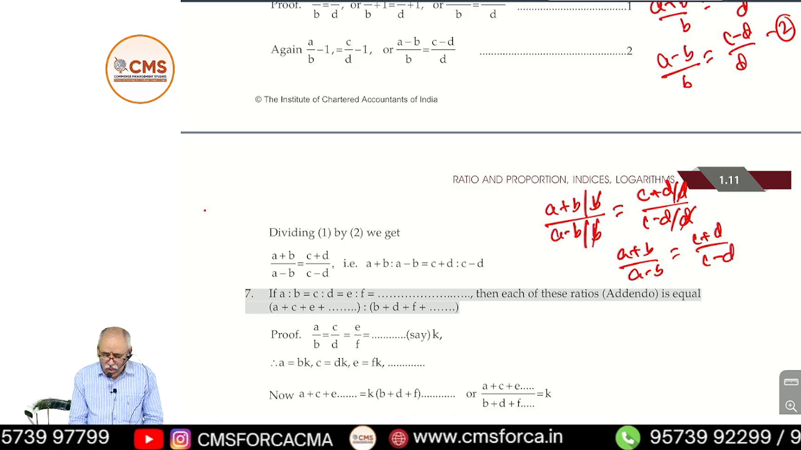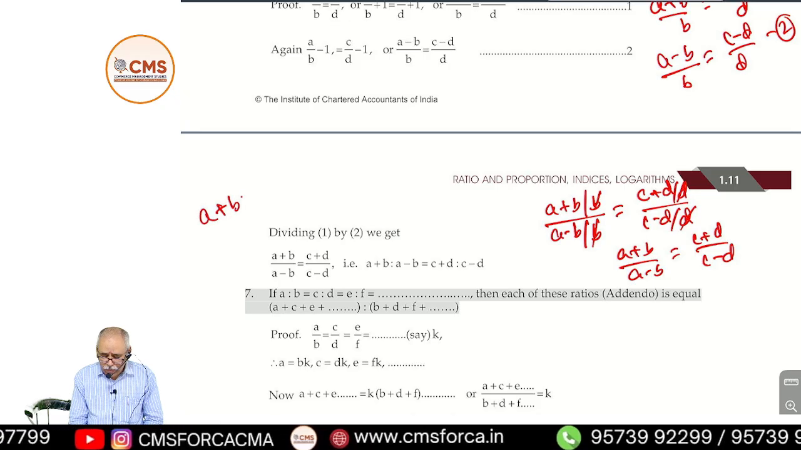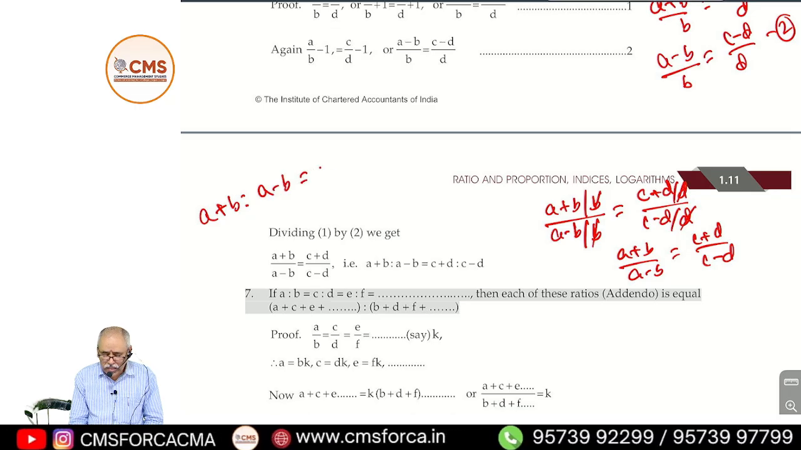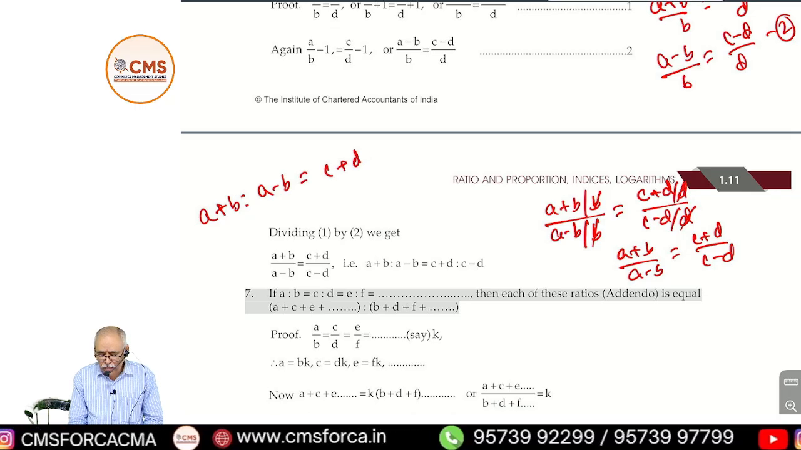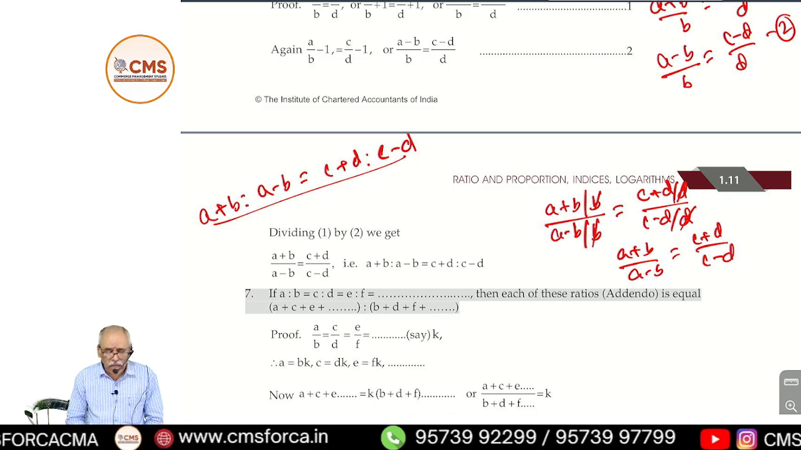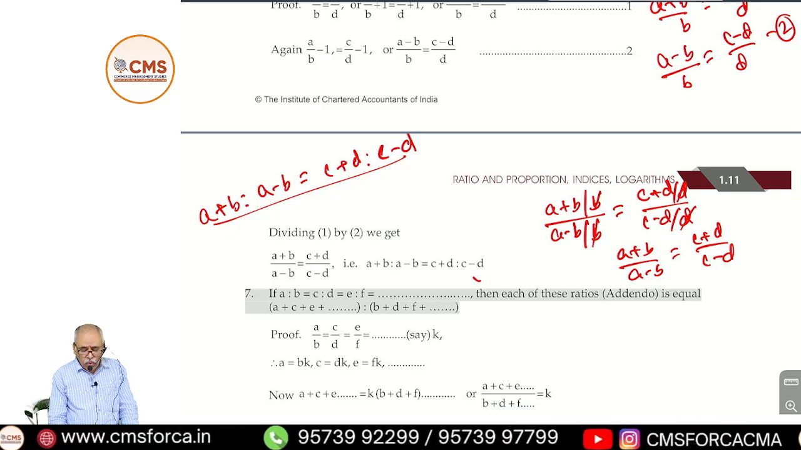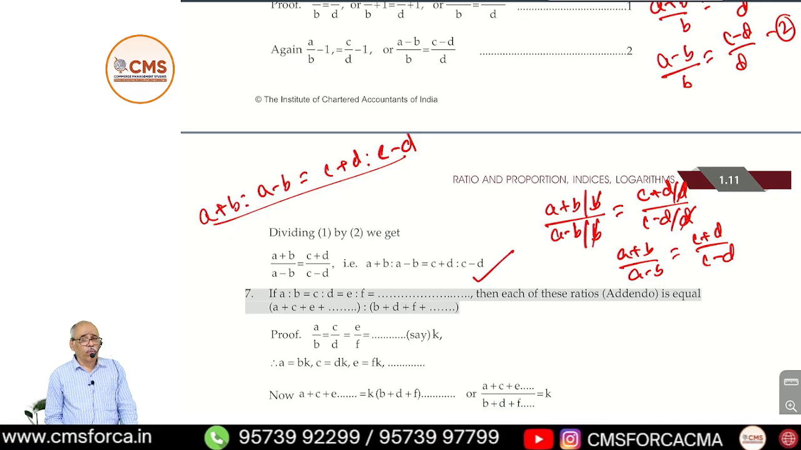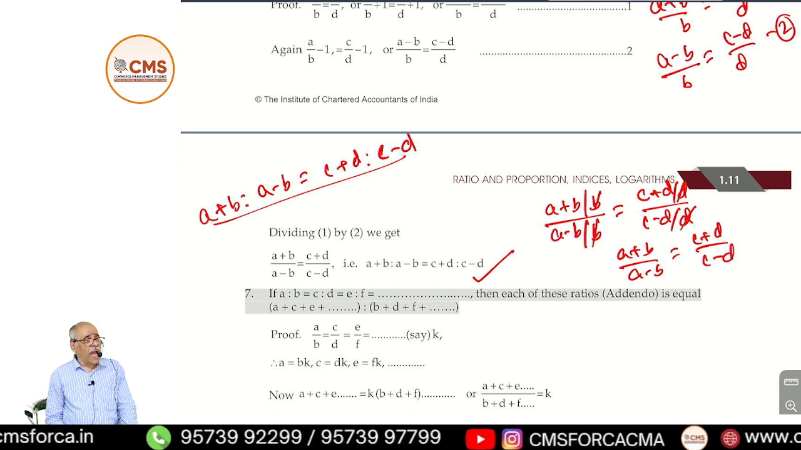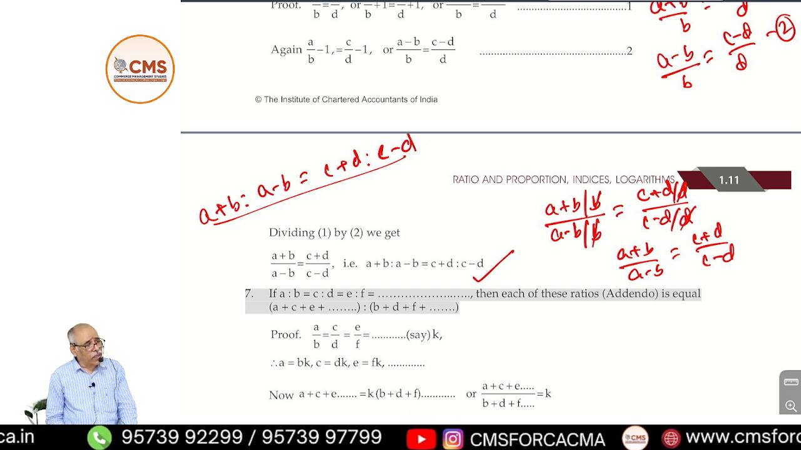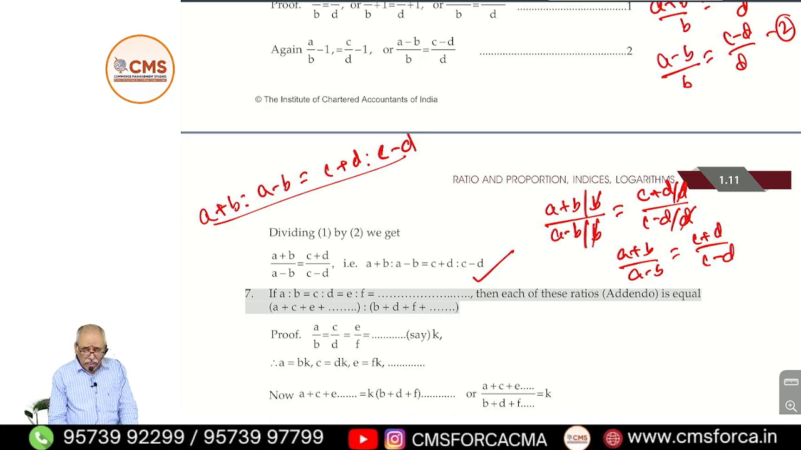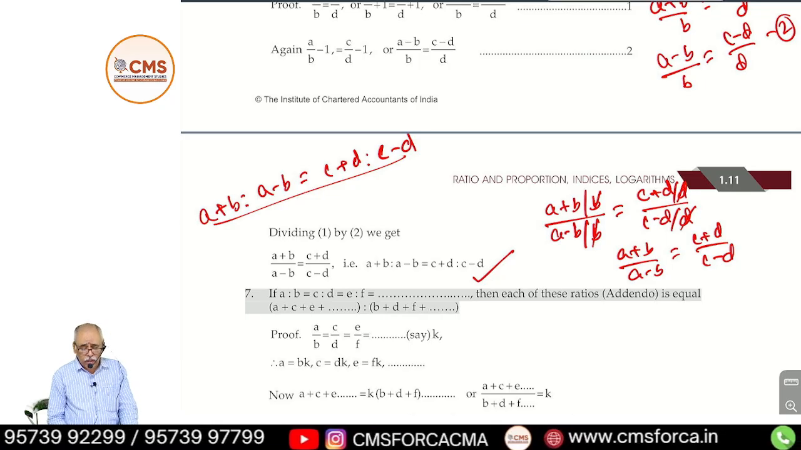In ratio format, if you write, A plus B is to A minus B equal to C plus D is to C minus D. So what do we say? This is componendo and dividendo. We applied componendo as well as dividendo together. That is why it is called componendo dividendo.